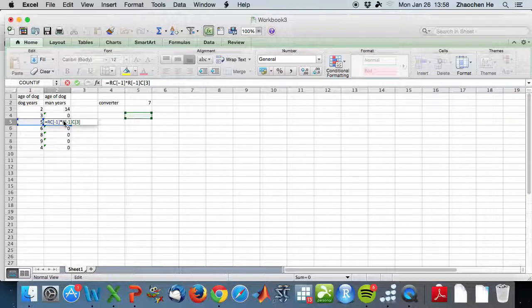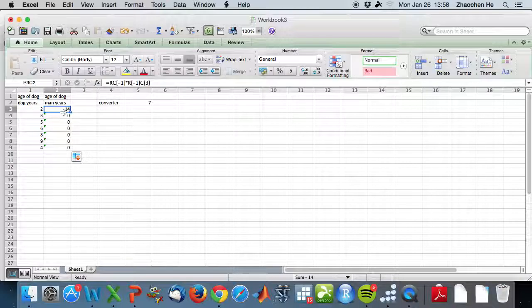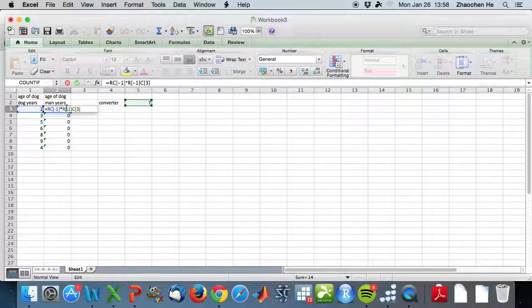Same thing over here. It's shifted down. We want this blue one to shift. We want to change the number of dog years that we're multiplying as we go down, but we want this conversion factor to remain constant. Now, how do you change that? Well, we need to give it an absolute cell reference.